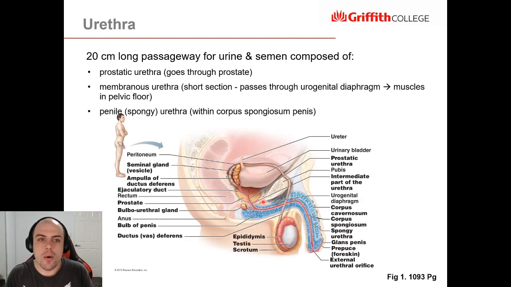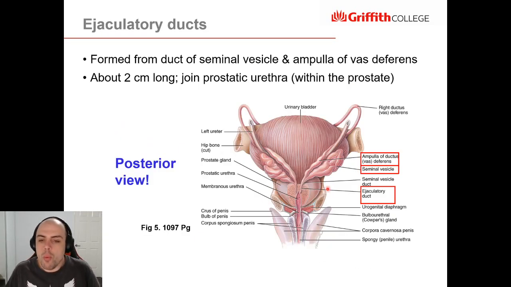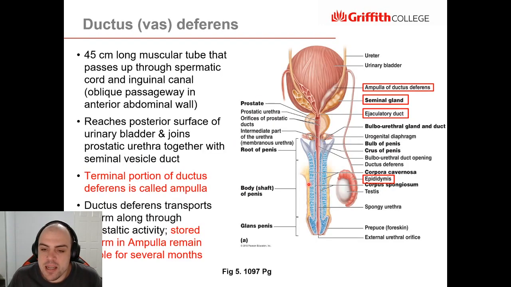Okay. Now, what we're looking at here is a posterior view of the ejaculatory ducts. Now, these ejaculatory ducts, probably it's actually easier to look at it on this angle, is the point at which our ampulla and the seminal gland will fuse and join together as one, this fusion point down here.